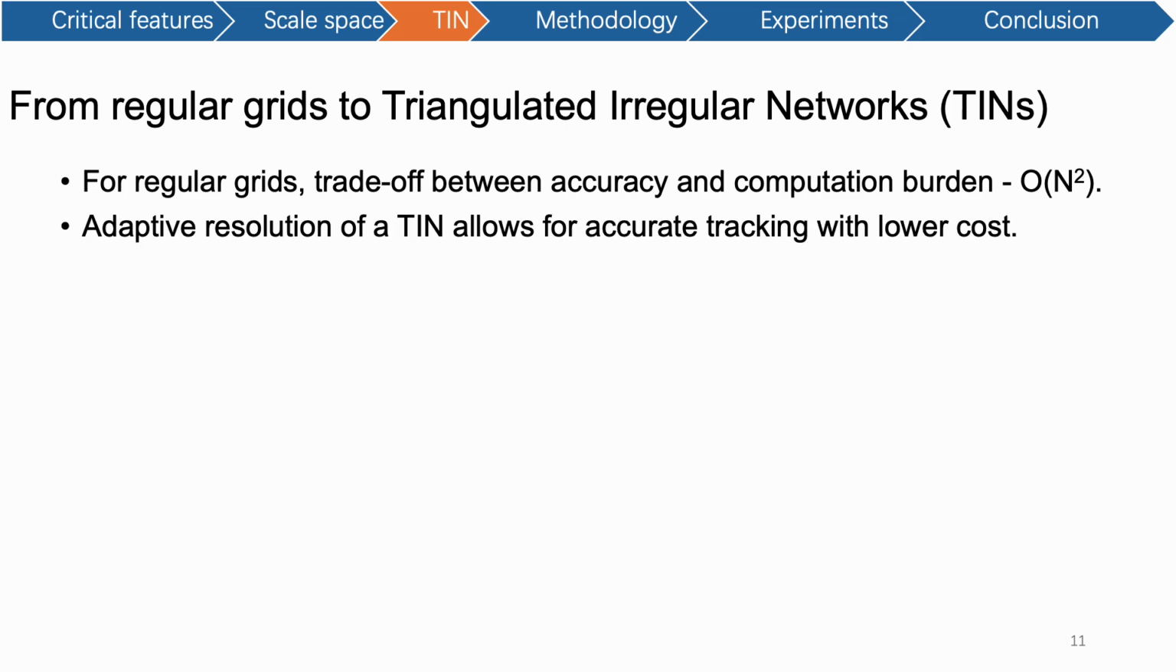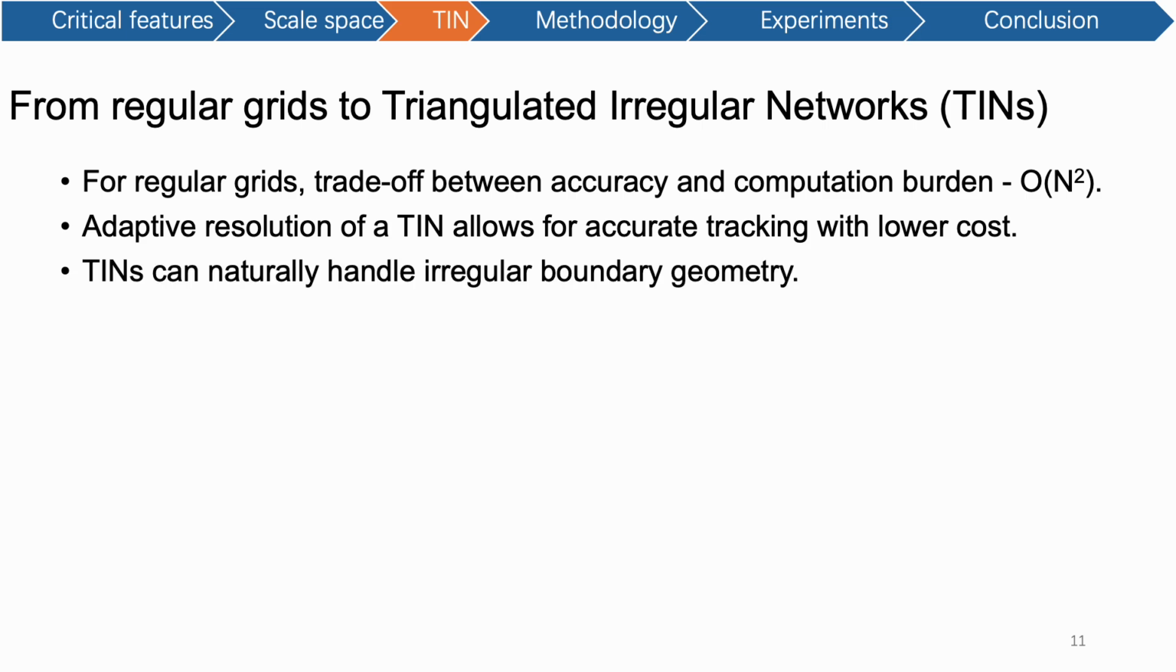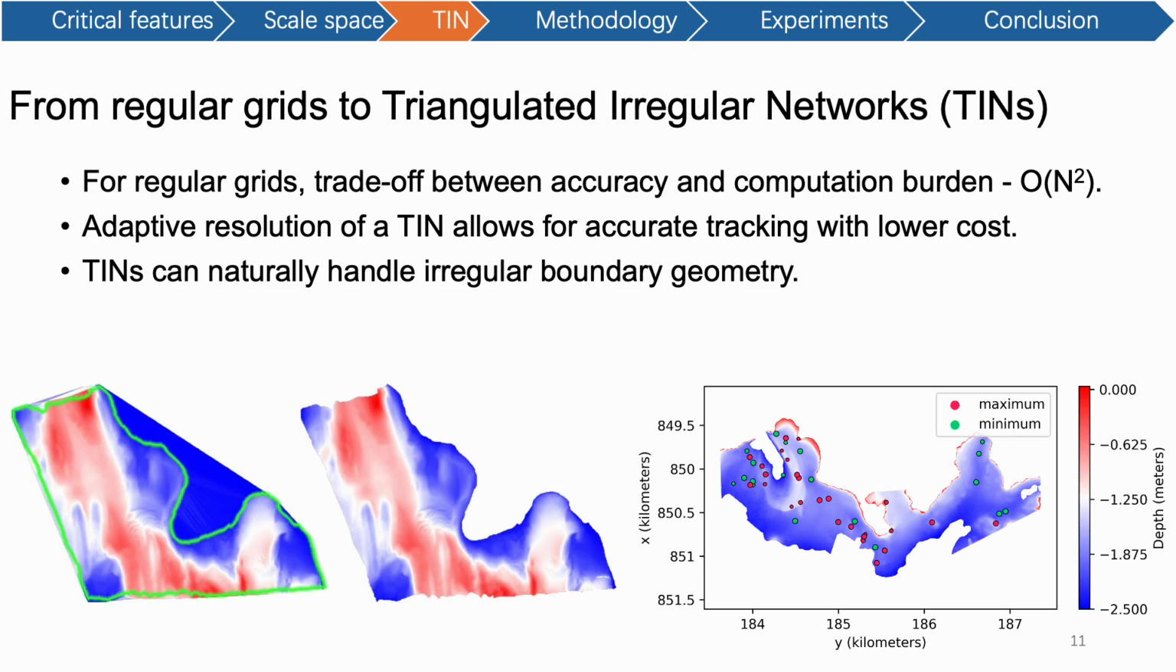That's to say, we need a scale space method for TINs. Adaptive resolution of a TIN allows for accurate tracking with lower cost. Moreover, TINs can naturally handle data with irregular boundary geometry, such as bathymetric data.